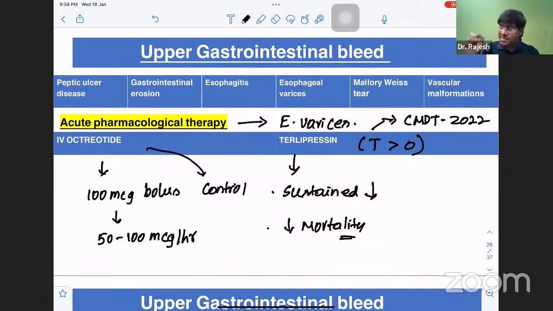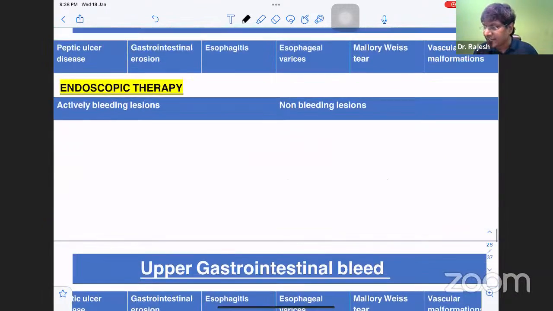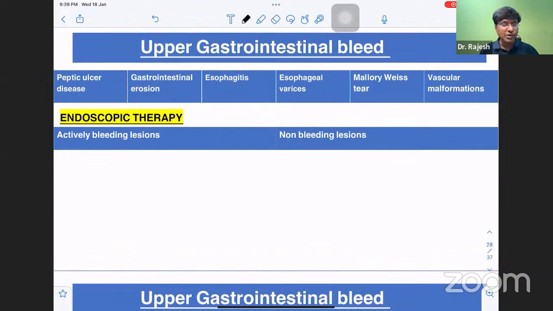So in acute pharmacological therapy, what do you have to do? One is proton pump inhibitor therapy, and the second one is octreotide or terlipressin. Now, once the individual is stabilized, you have to do an endoscopy now. You have to do endoscopy within 12 hours for high-risk patients. You can do endoscopy up to 24 hours in moderate to low-risk patients.